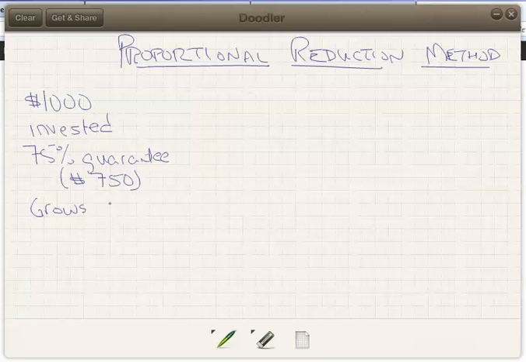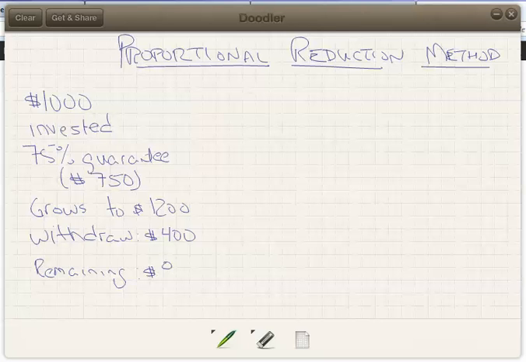And their fund grows in value to $1,200. And at that point they say, I want to take some money out. I have some financial needs here, and to meet those needs I'm going to withdraw $400. We know that if you start with $1,200 and you take away $400, you're going to have $800 left. So there's $800 left in the fund.